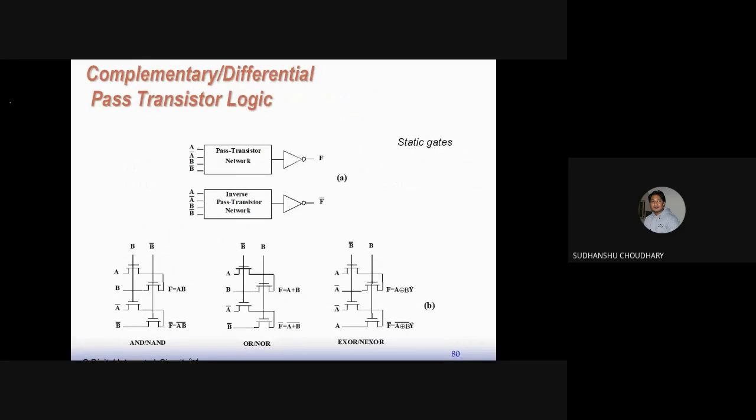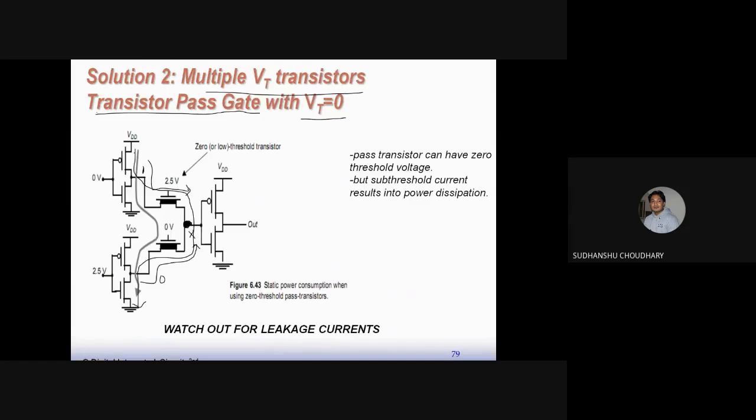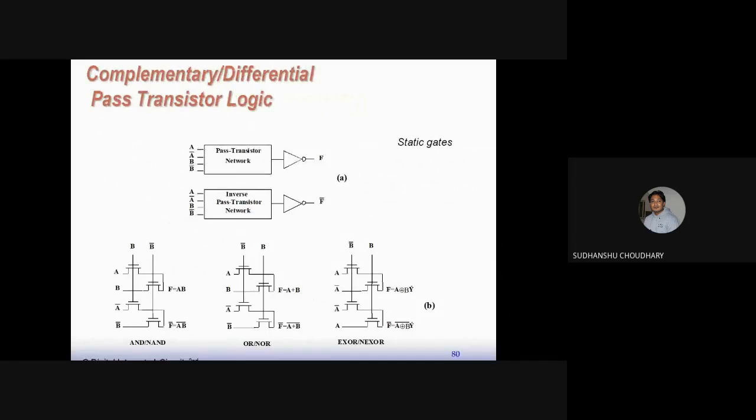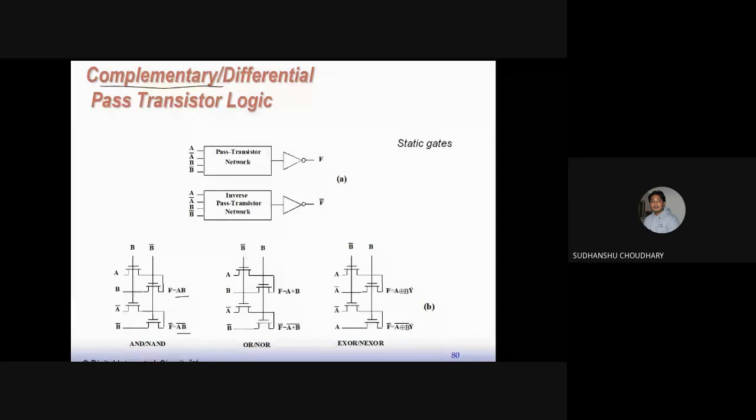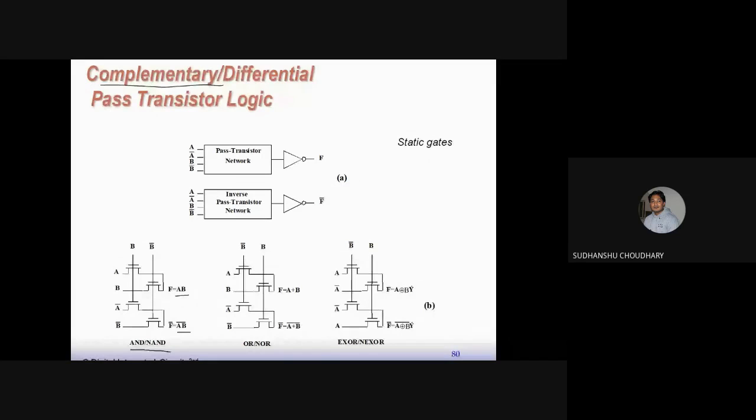Now, apart from using such styles and using multiple VT transistors, one can think of implementing complementary logics, that is logics with both the output and the complement of the output. That can be implemented by using these pass transistors. For example, an AND/NAND circuit can be built using pass transistor logic. Similarly, an OR/NOR circuit is presented over here, and similarly an XOR and the complement of XOR. These can also be implemented using pass transistors.